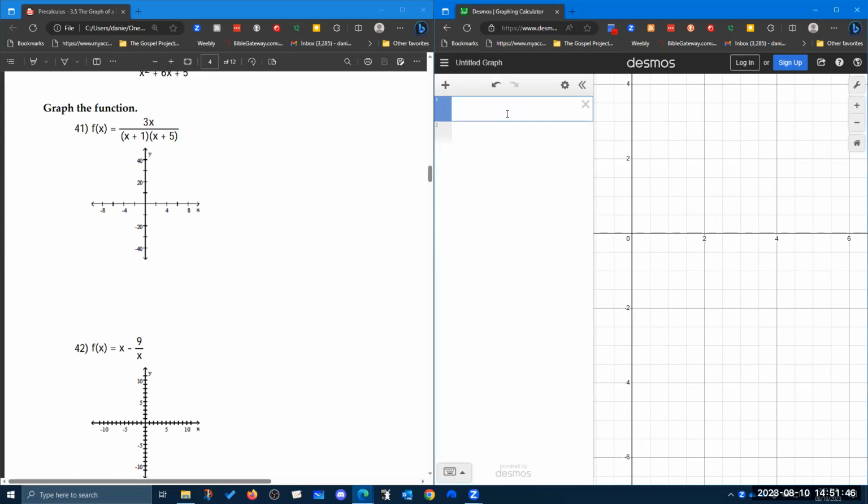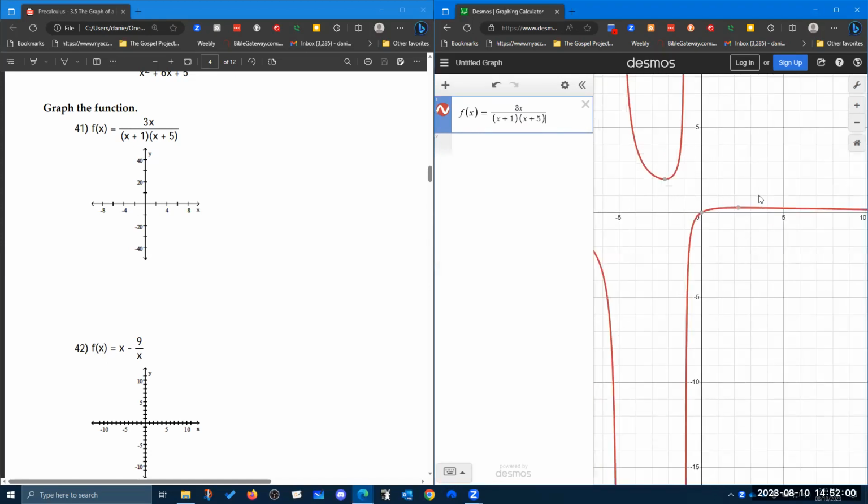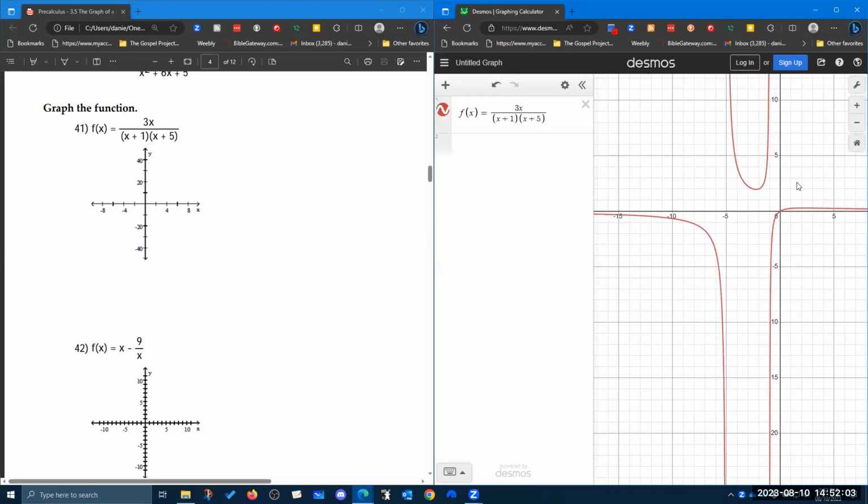So the first function here is f of x equals 3x divided by the quantity x plus 1 divided by x plus 5. That's going to give us two vertical asymptotes in the graph. There's going to be a vertical asymptote at x equals -1. The domain, just so we know that, is x is not equal to -1 or -5. There are vertical asymptotes at x equals -5 and x equals -1.